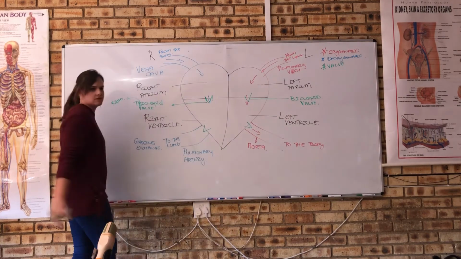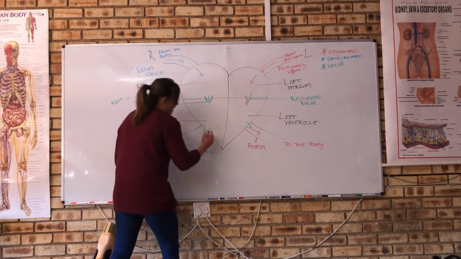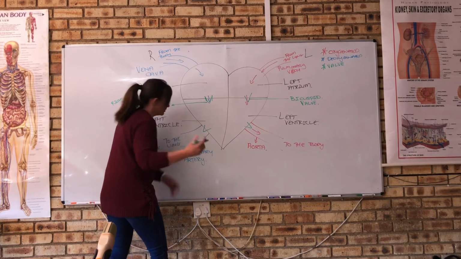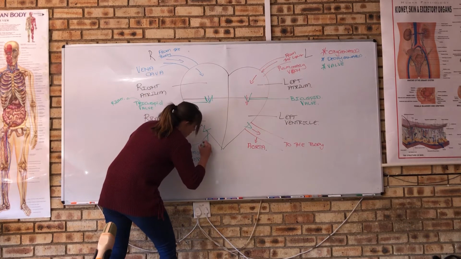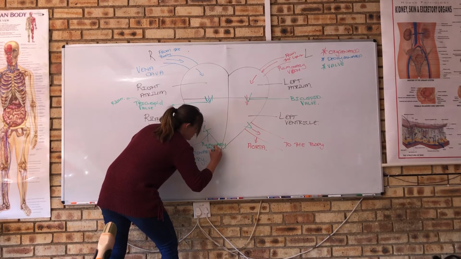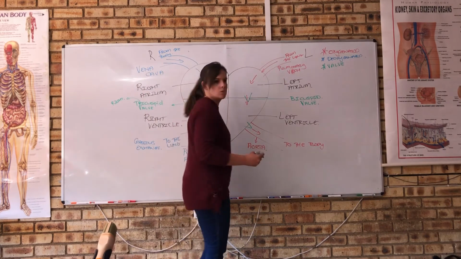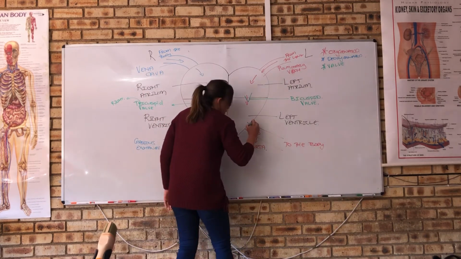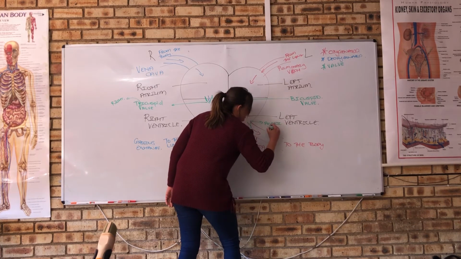And then they have a valve over here. This valve is found in the pulmonary artery. Nice and easy name. It's called the pulmonary valve. Why? Because it's found in the pulmonary artery. And then we have a valve in the aorta, which once again, really nice and easy, called the aortic valve.